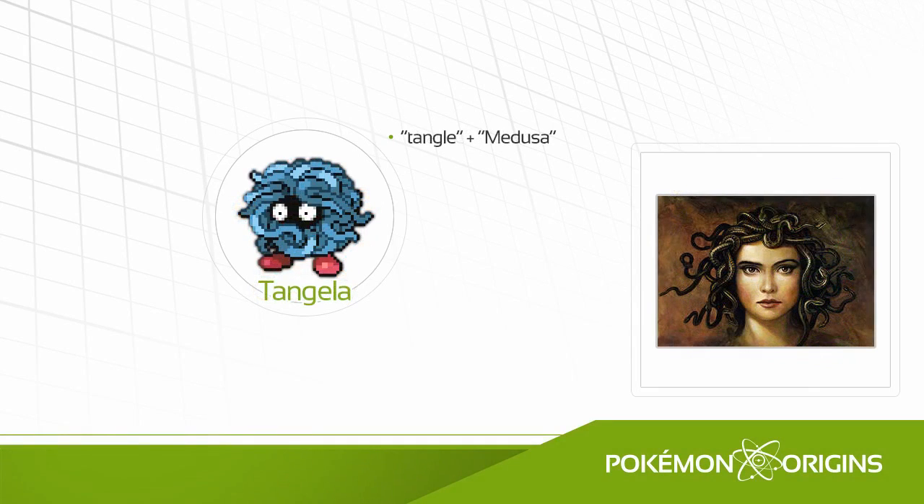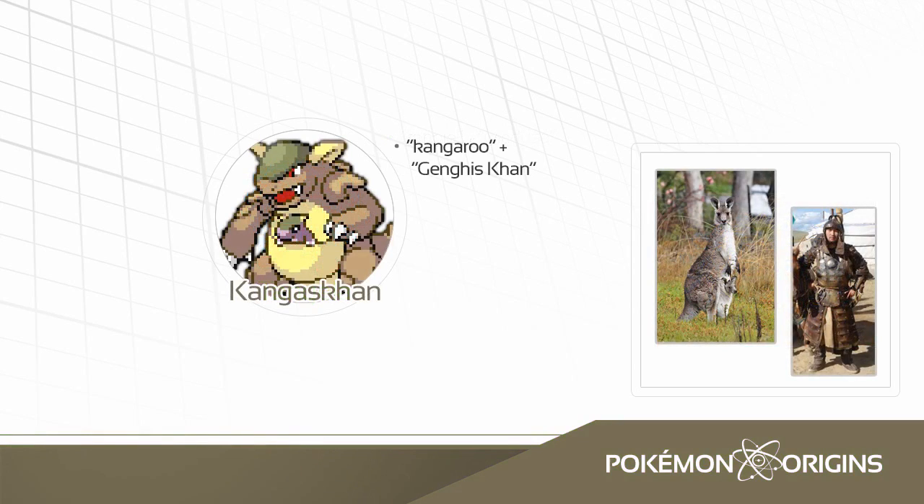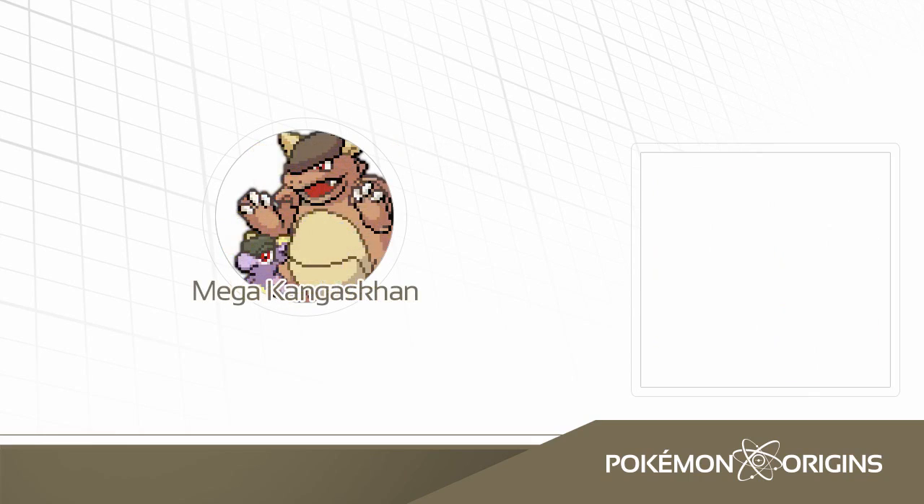Tangela then, next up, is a combination of Tangle and Medusa, because of course it's based on Medusa, but instead of snakes for hair, it has vines. Then we have Kangaskhan next up, which is a combination of Kangaroo and Genghis Khan, funnily enough. The reason for that being, yes, okay, it's based on a kangaroo, but its body shape looks a lot like Mongolian armour worn. Also, Genghis Khan links into Mongolia pretty well, so I guess that's the link in there.